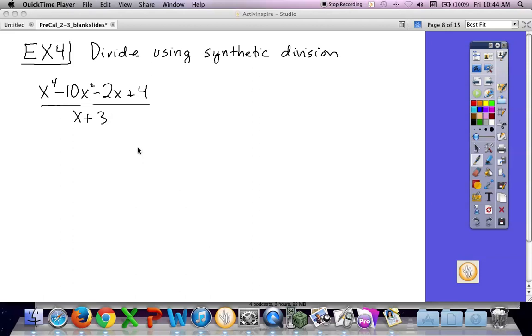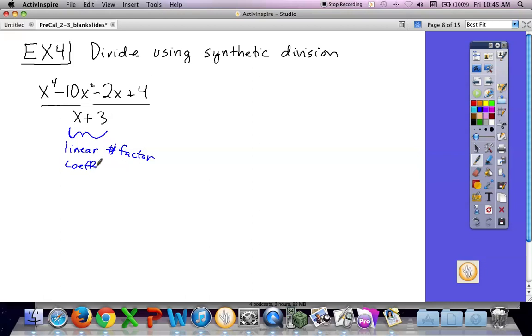Here's the thing about synthetic division, right? You can only use synthetic division when you are dividing by a linear factor like x plus 3, linear factor, coefficient equals 1. Okay. Thanks. So we can use synthetic division for x plus 3.